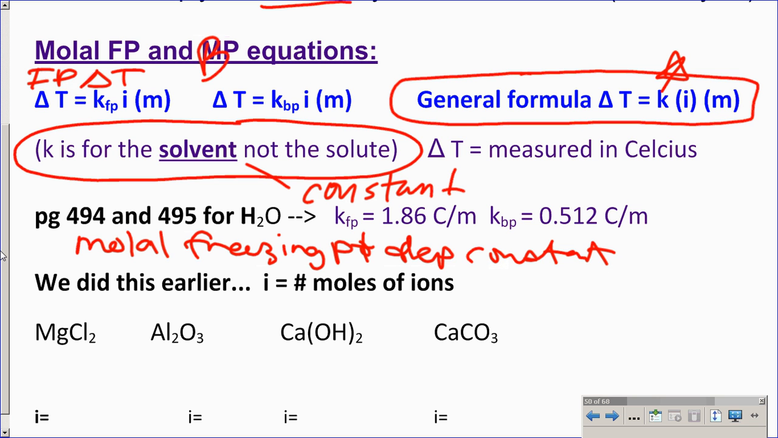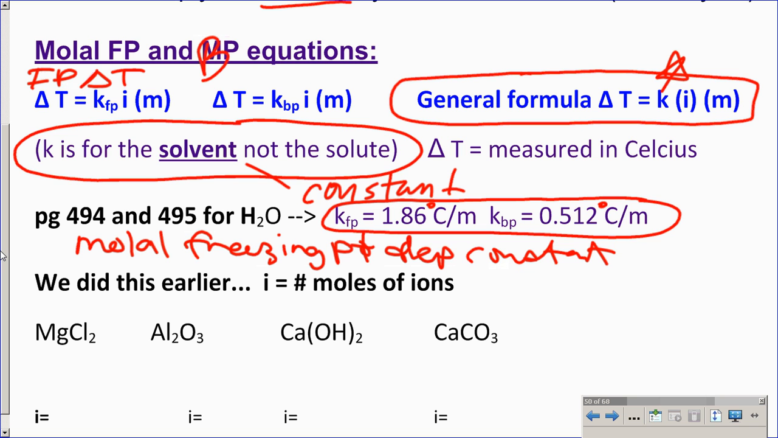So you write down these pages so you can use them if you need to later on, but we use water, probably 9 out of 10 problems, as our solvent. So I'm going to go ahead and tell you the ones for water, because they're very common to see. The molal freezing point depression constant for water is 1.86 degrees C per molal. And the molal boiling point elevation constant for water is 0.512 degrees C per molal. So we'll use those a lot.